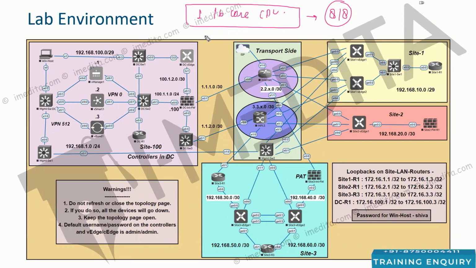At least 64 gig RAM you have to have, because otherwise, if you have an older version of the SD-WAN, you can go for 32 gig RAM. But since the newer version of the SD-WAN supports a lot of new features, it will require more RAM. So a minimum of 32 gig RAM you have to have in your desktop or laptop. Recommended is 64.